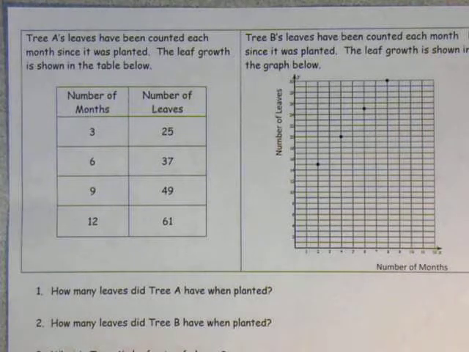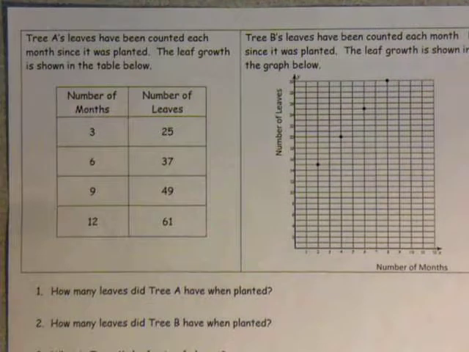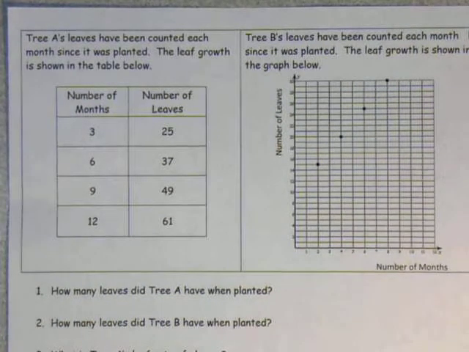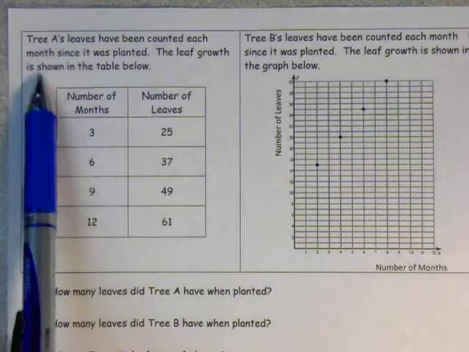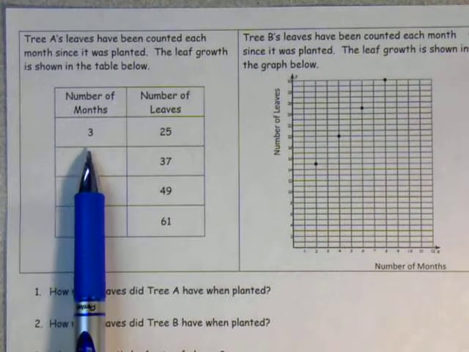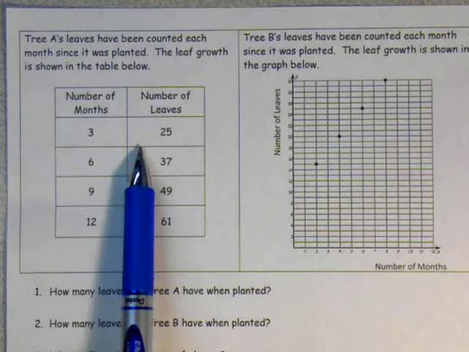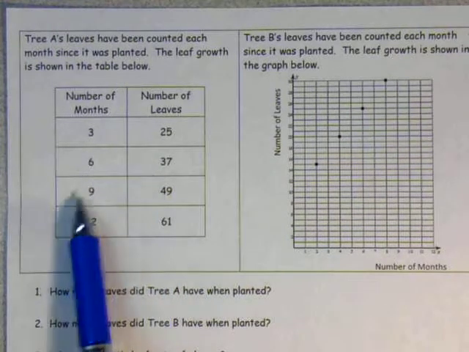All right, let's look at our two trees and see what kind of situation we have here. The first tree, tree A, has a certain number of leaves when it was planted. After 3 months it has 25, 6 months is 37, 9 months is 49.